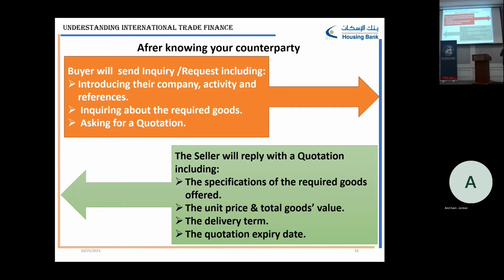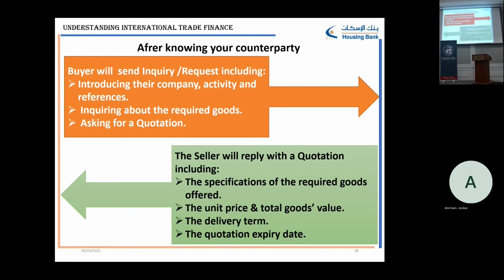I send him an inquiry for what I need. I introduce myself to him, inquiring about the required goods. I introduce my company, my name, my activity. On the other side, the seller, when he receives the data, he will send me the quotation. He will send me the specifications of the goods. He says, okay, I have what you need. This is the goods you need. This is the specification of the goods you need.